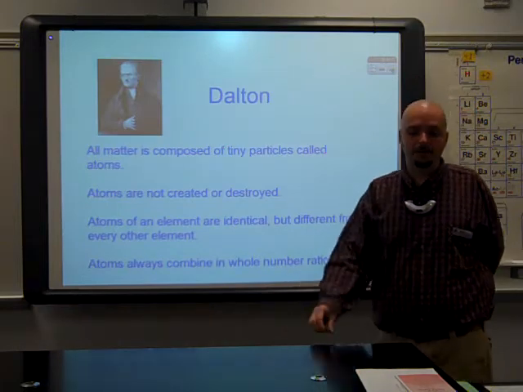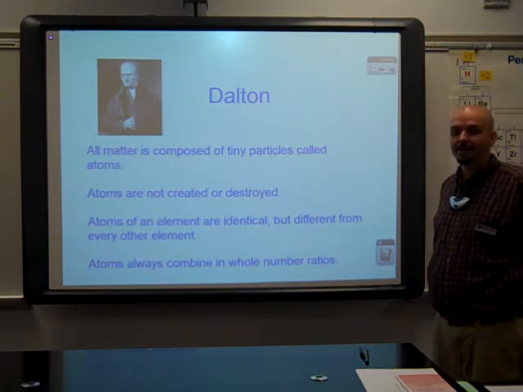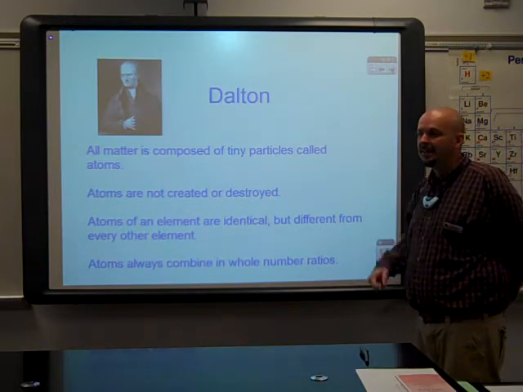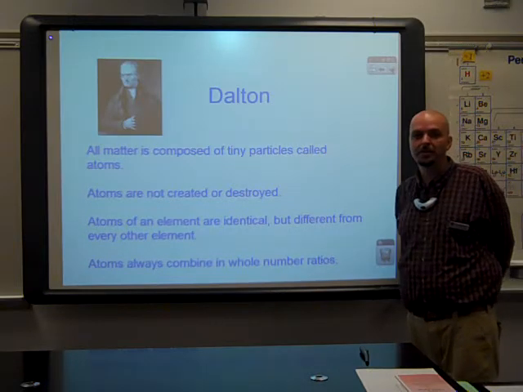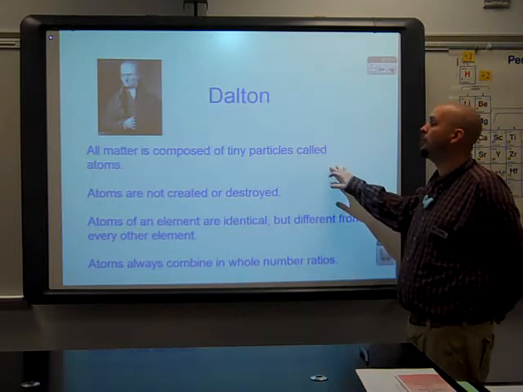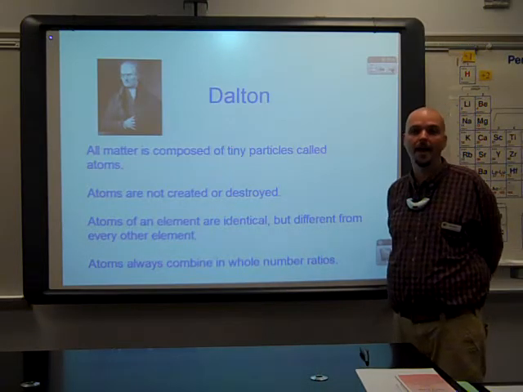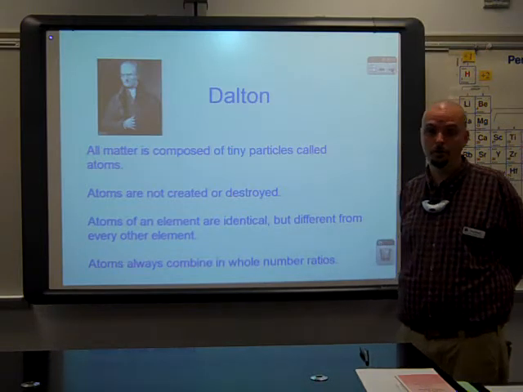That was until John Dalton comes along. John Dalton takes a lot of these ideas from Democritus and from other scientists that came before him and proposes his atomic theory. There are 4 points to his atomic theory. First, all matter is composed of tiny particles called atoms. It was a bold, brave statement because not even John Dalton knew what atoms were.